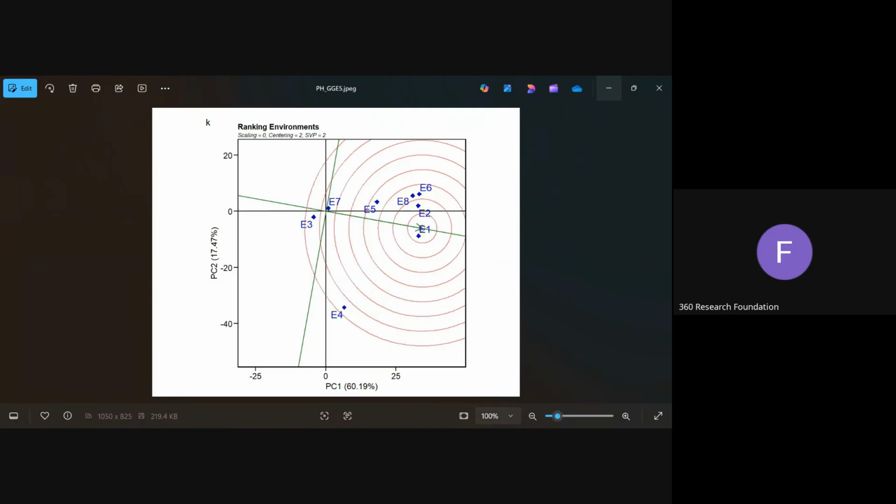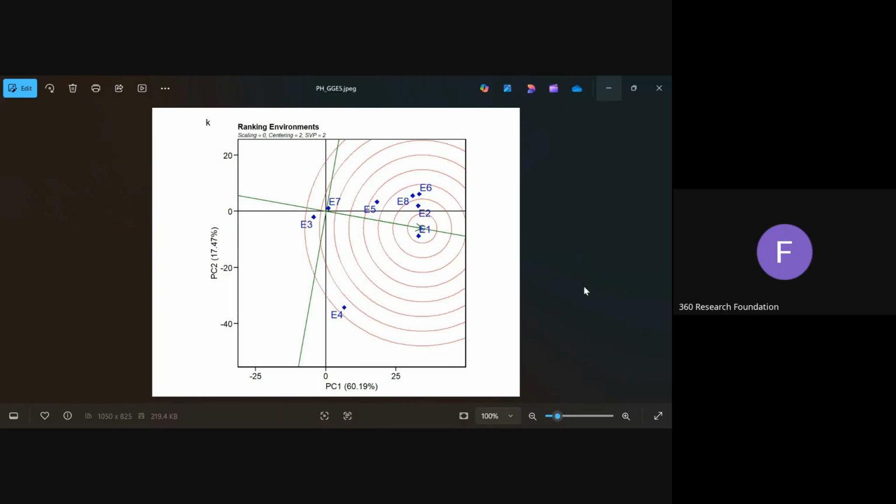E1, E2, E6, E8 are close to the center of the concentric circle. They will give the most meaningful information. After that, E5 and E7 will give meaningful information, but not as good as E1 and E2. Then you can see the two environments far from the origin. First we will take E3 and E4, they are far from the ideal environment.